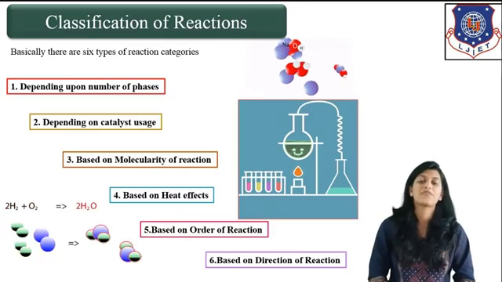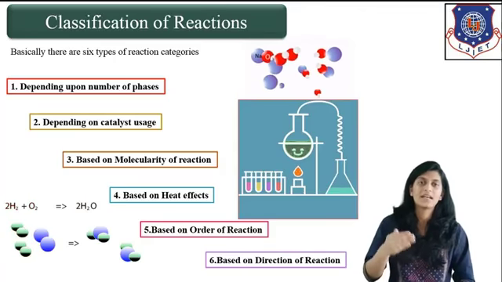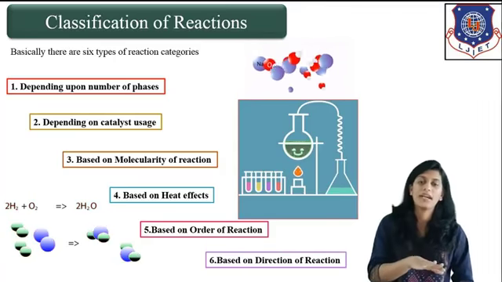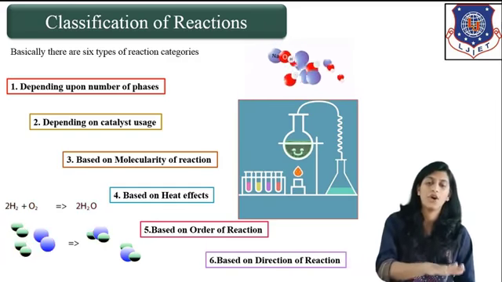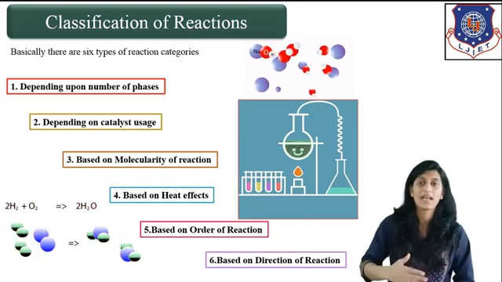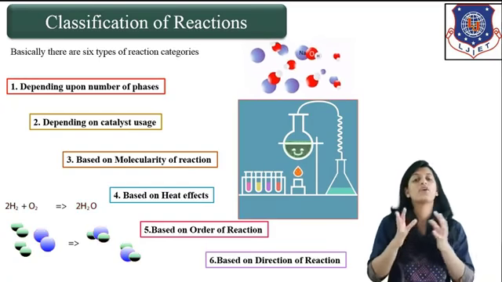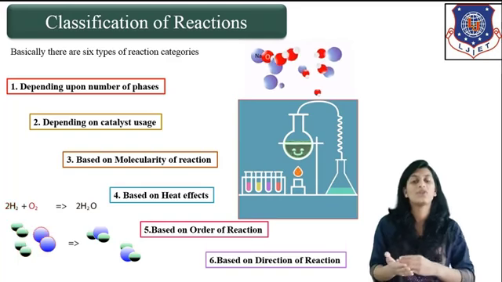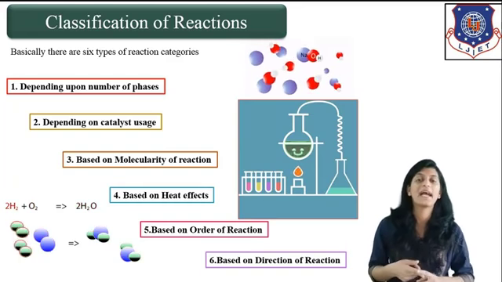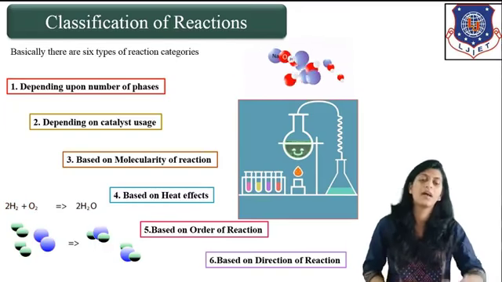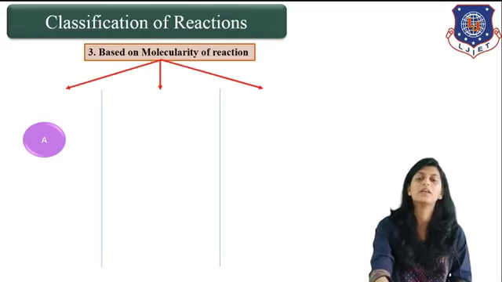So these are the six classifications which we have covered. First one is depending upon the number of phases, that is homogeneous or heterogeneous. Then comes the catalyst, so it will be either a catalytic reaction or a non-catalytic reaction. Based on molecularity, it can be unimolecular, bimolecular or trimolecular. Then based on heat effect, it can be classified into endothermic and exothermic. Based on order of reaction, we can have first order, second order and third order reactions. And based on direction of reaction, we can go for reversible and irreversible reactions, right?